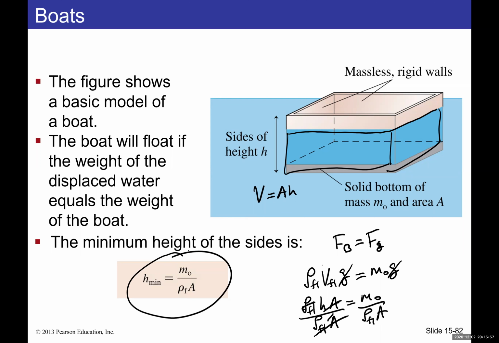That means this is the minimum height. You don't want the entire boat to be underwater, right? So that means minimum height, so you still have some parts of the boat floating, and it will be given by this equation: the mass of the object divided by the density of the fluid, then times the area.